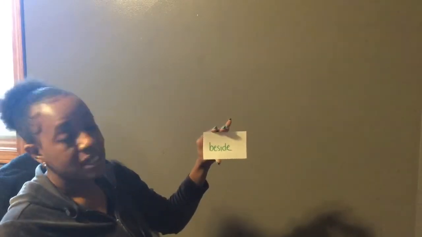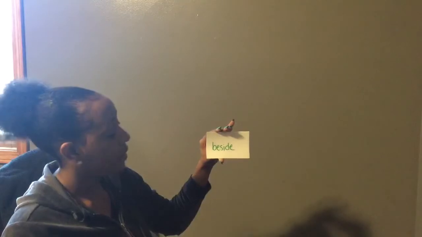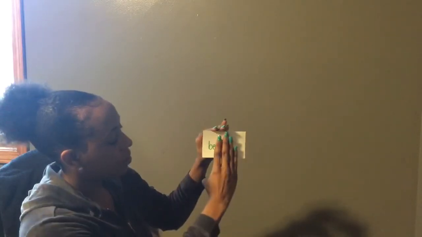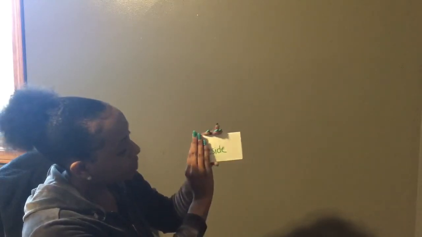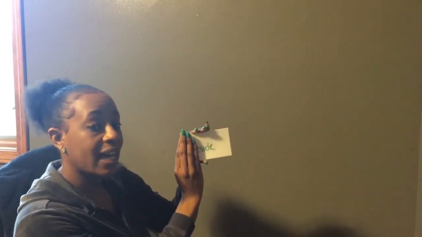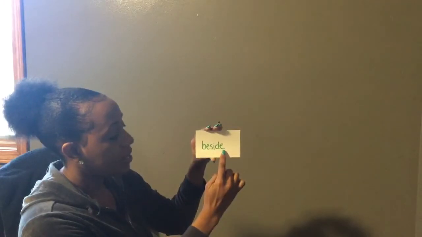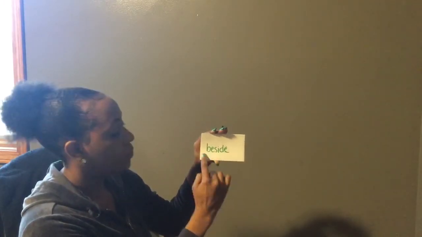Our next word is beside. Beside. As I look at this word, I know the word be. And then as I look at the last part of the word, I know the word side. The E is silent, so it makes the I say its name. Beside.